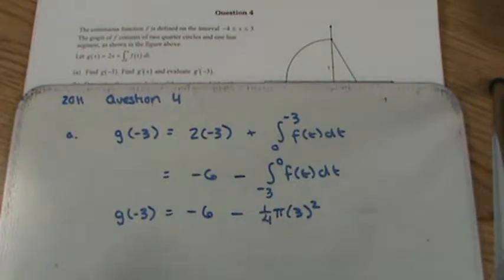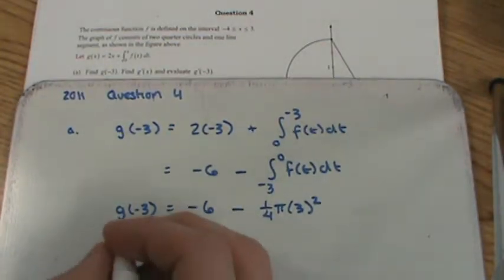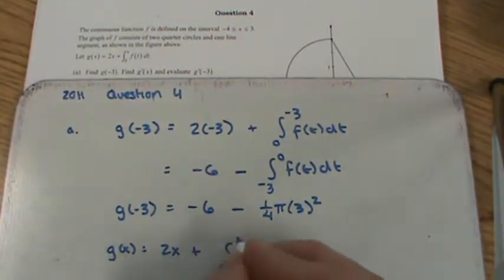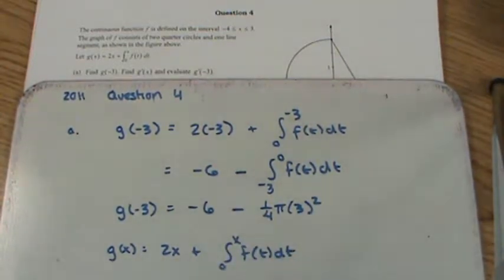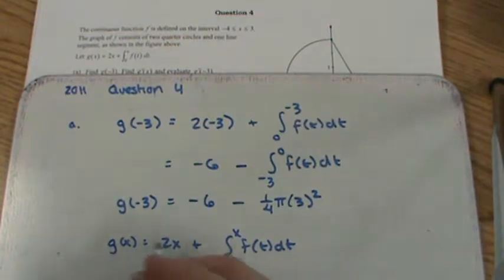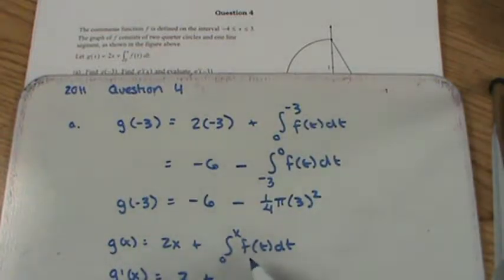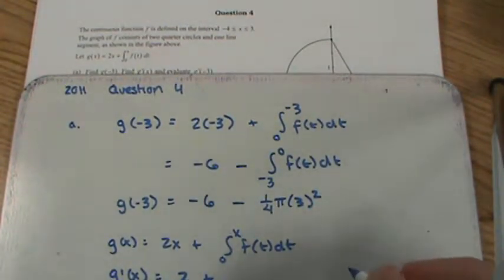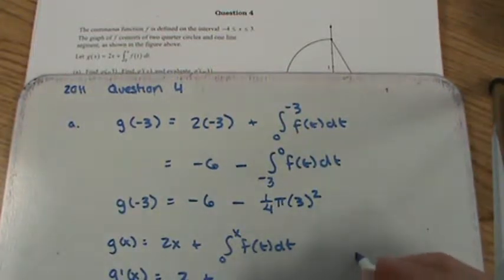Now the next part says find g prime of x. All right, so g of x equals 2x plus the integral from 0 to x of f of t dt. When we take a derivative, we're going to take a derivative of each part of this. G prime of x is going to equal 2 plus, all right, we have an integral. So when we take the derivative of an integral, this is my favorite theorem, fundamental theorem of calculus part 2.